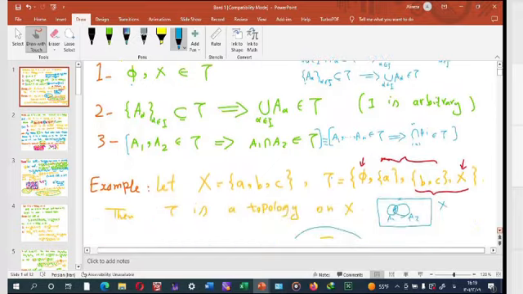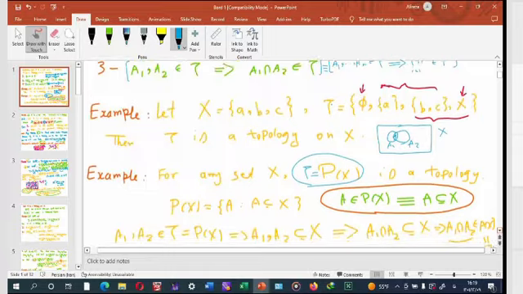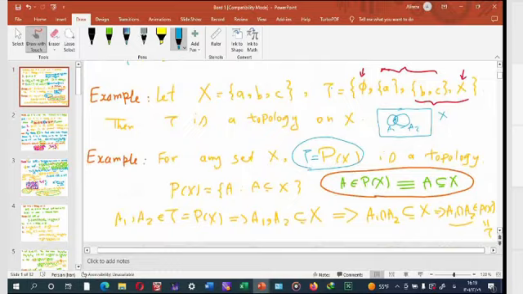Now we take some examples. As the first example, let X be this set A, B, C, and we consider tau equal to this family of subsets of X: the empty set, A, B and C, and the whole of X. Please note that tau satisfies the properties of a topology.